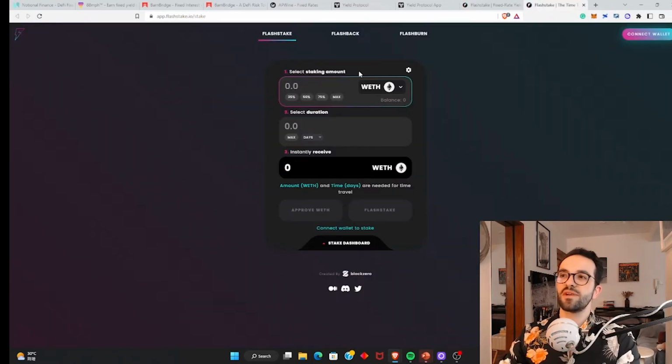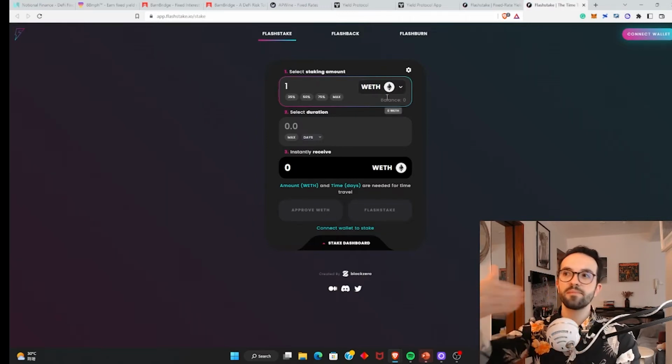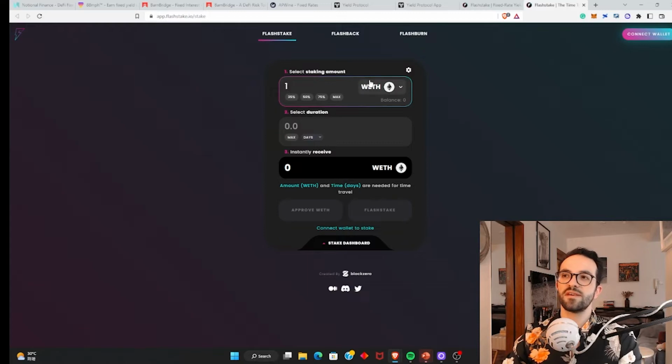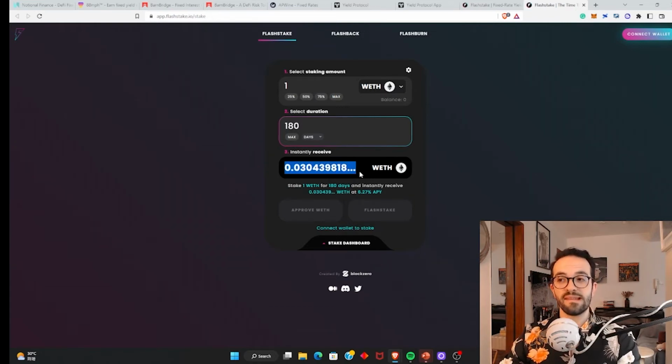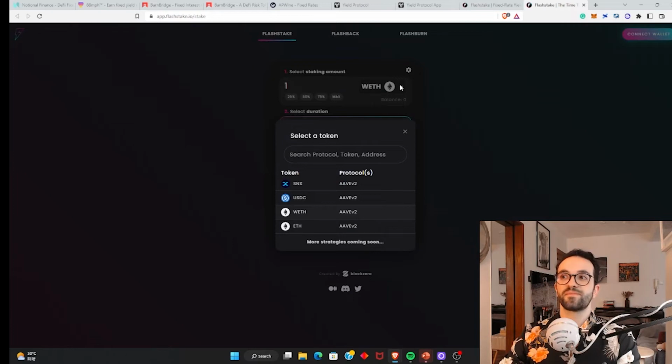So you can come here to the Flashtake interface. So they pay you not only the fixed yield, but they will pay you the yield upfront. So I could, let's say, provide here a deposit of worth of 1 ETH. I can insert a duration, let's say 180 days, and this would allow me to instantly receive 0.03 ETH. So I receive the yield upfront and automatically. And then after the 180 days, I'll be able to withdraw the rest of my ETH. This is very interesting, and the more you deposit, the higher the instant yields that you receive.